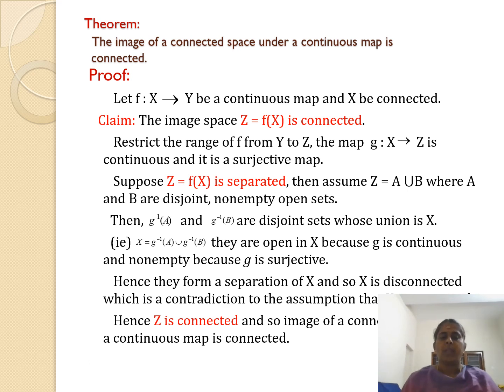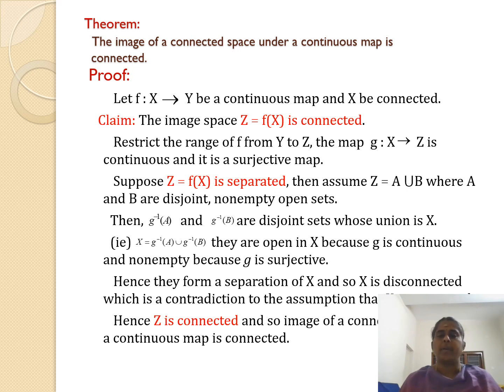Next theorem is: the image of a connected space under a continuous map is also connected. So let us define a continuous mapping f from capital X to capital Y. Let us assume that capital X is a connected space, and our aim is to prove that its image, that is f of X, is also a connected subspace of capital Y. Let f of capital X be capital Z. Now our aim is to prove capital Z is also a connected subspace of capital Y.